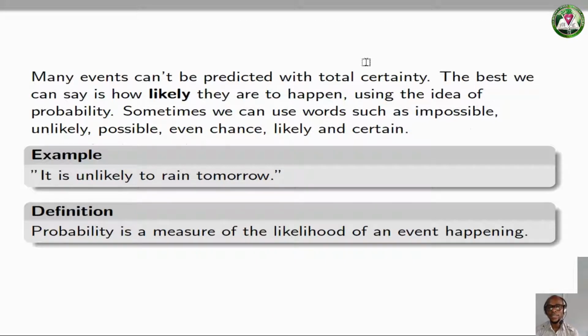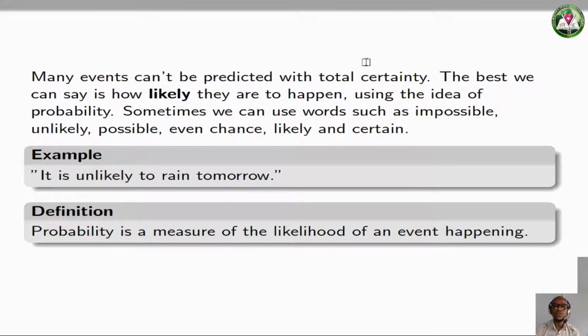Now, in our world today, you can see that everything happens by chance. Few events can be predicted with total certainty. The best way we can say is how likely they are to happen, because things don't just happen anyhow, they happen by chance. So we can't just say rain has to fall today. It may or may not fall. So using the idea of probability, we are going to see how to measure the likelihood of an event happening.